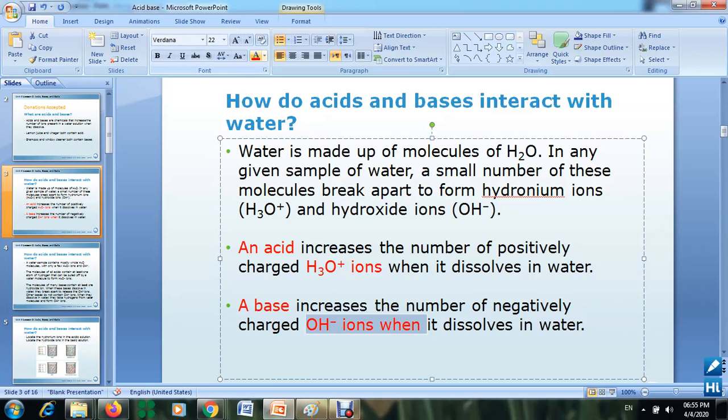When you dissolve acid in water, it will increase the number of hydronium ions. The acid that you have, if you dissolve it in water, will give extra hydrogen to the water, because all acids have hydrogen in their molecules. They give hydrogen to water, so it will make a lot of H3O plus. But what about bases? If you look at the chemical formula of bases, most of them have hydroxide ions. So when they are dissolved in water, they will give more hydroxide ions to the water.